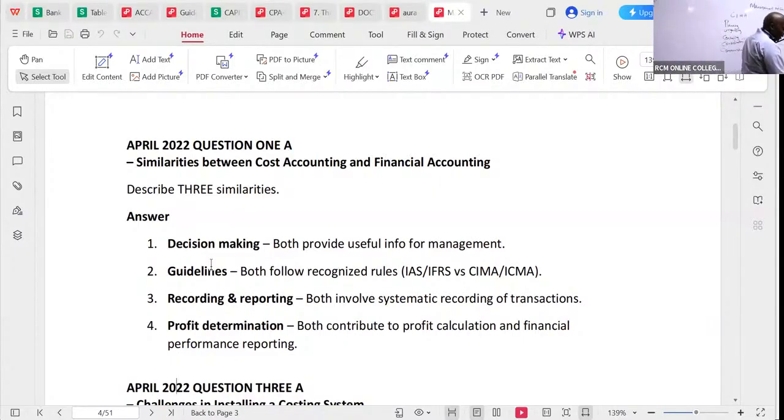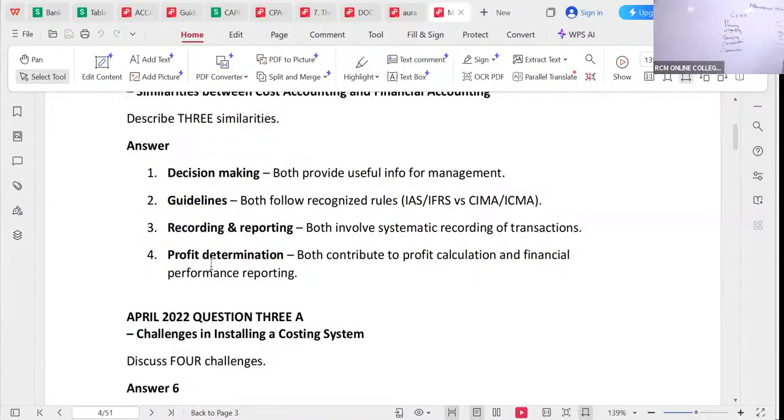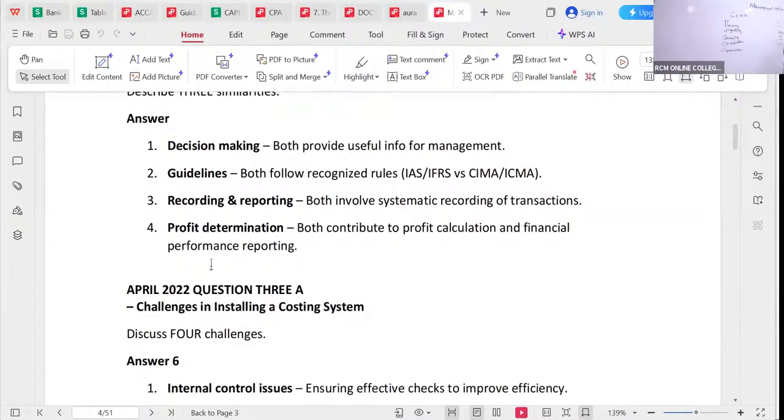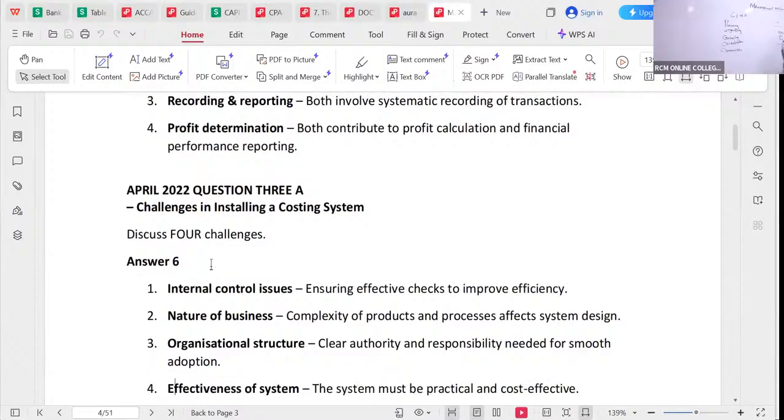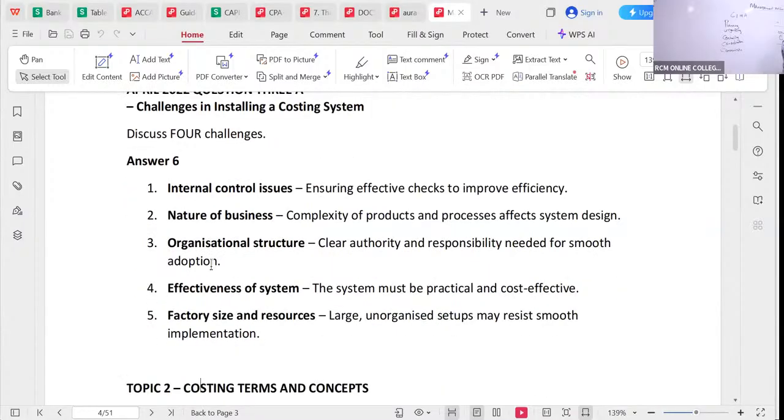Similarities. All right. April 2022, question number 3A: challenges in installing a cost accounting system. Are you able to give me those challenges? Try to give me the ones that are not there. When you want to install any accounting system, it could be costing, there are challenges. I know one of them.